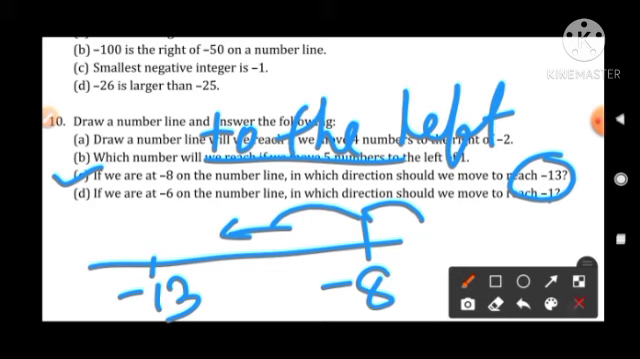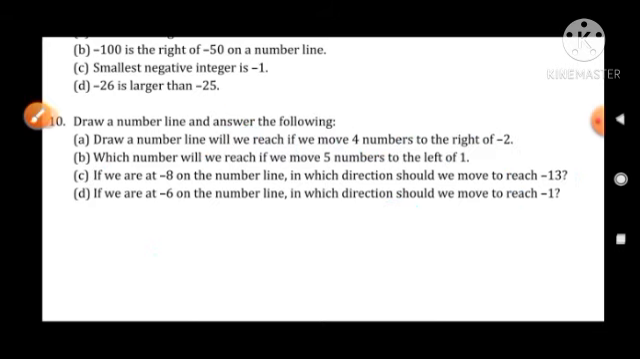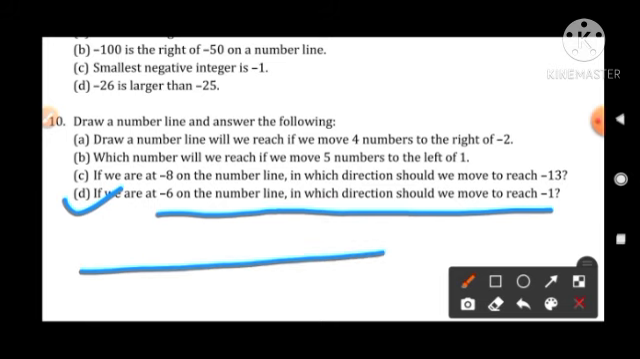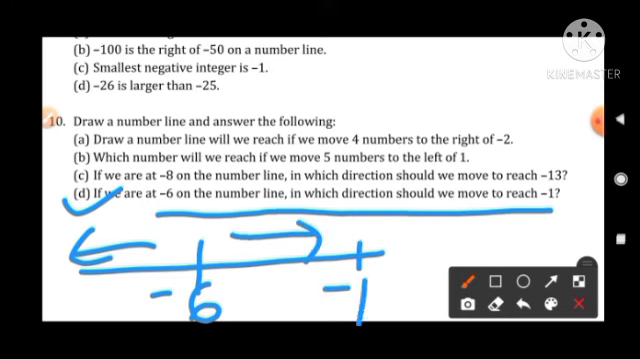Now D question. If we are at -6 on the number line, in which direction should we move to reach -1? Now this is the number line and you are at -6 and you want to reach -1. So -1 will be on this side or on this side? We can guess -1 will be here, isn't it? So we have to move to the right. So the answer is: to the right. So this was the last question for this exercise.